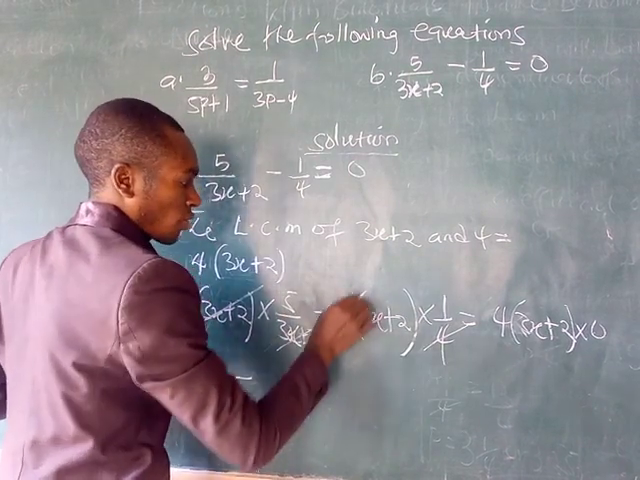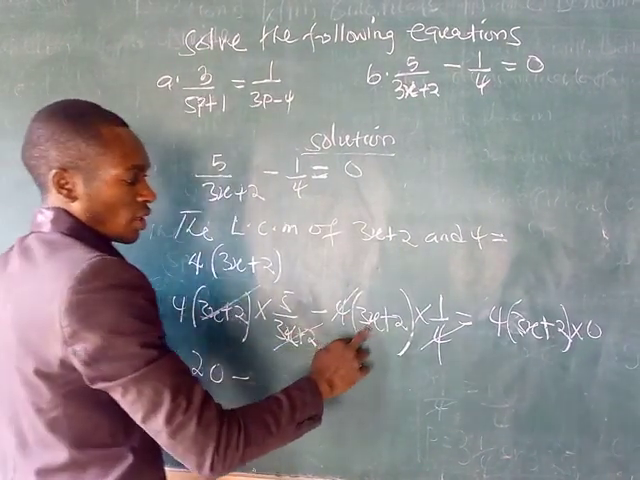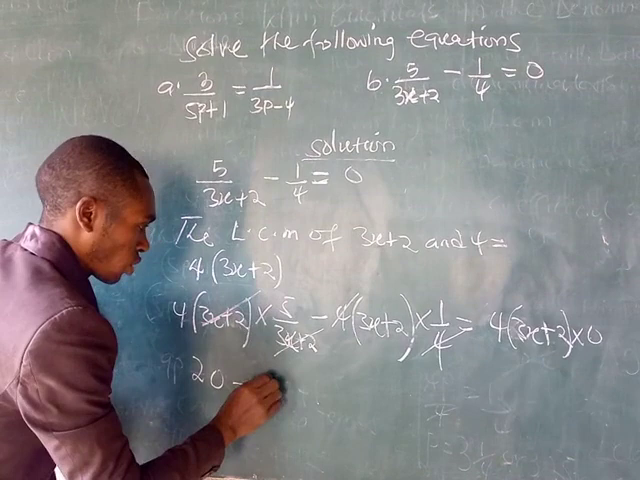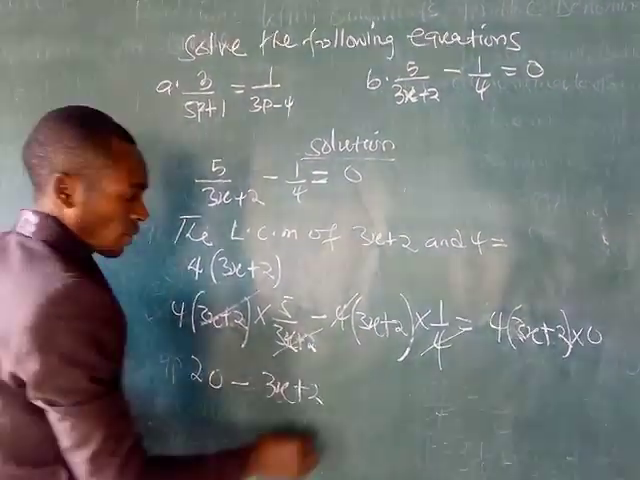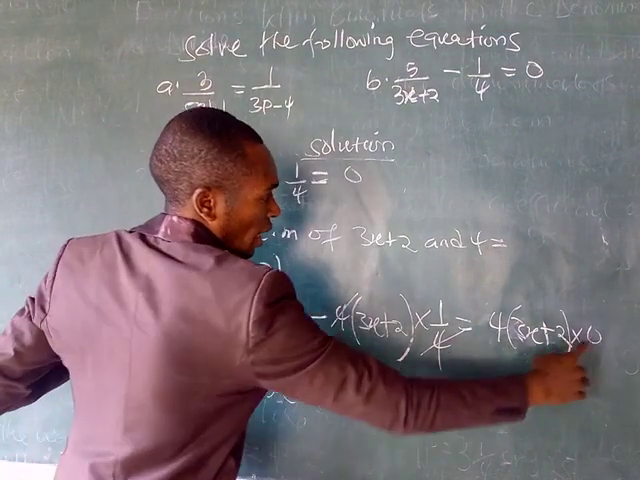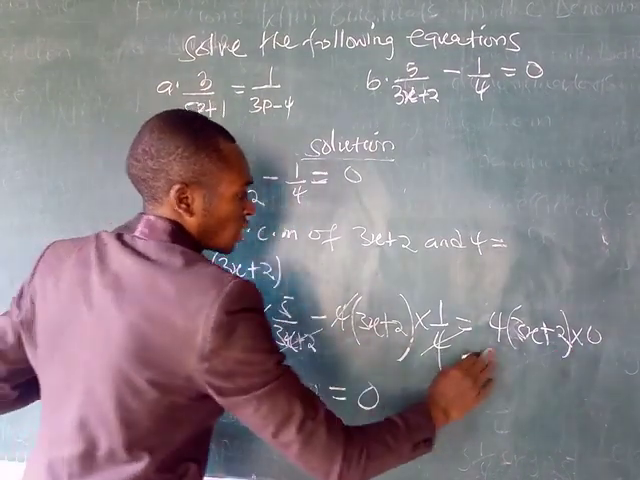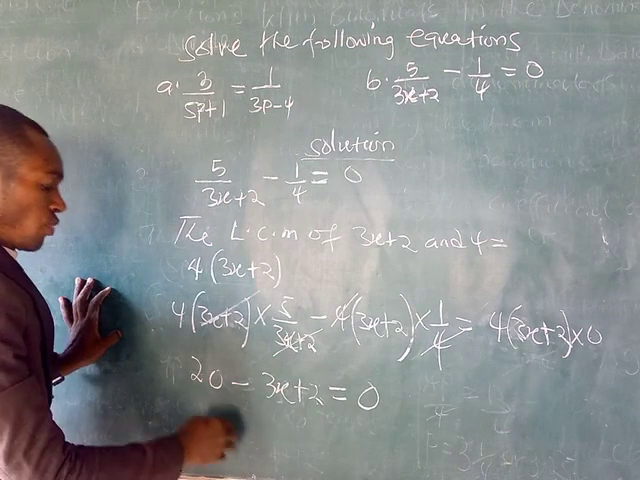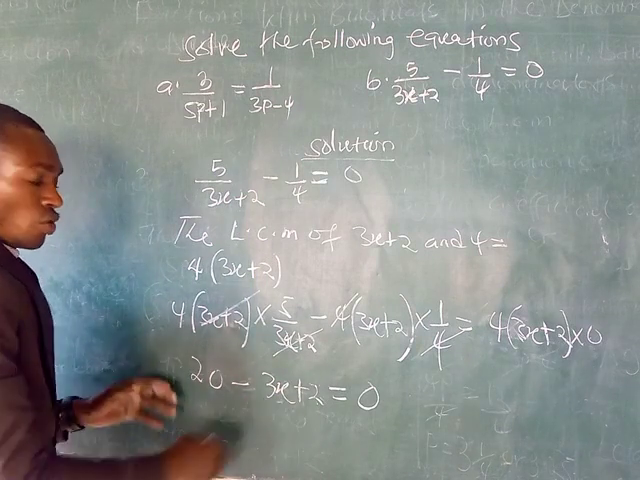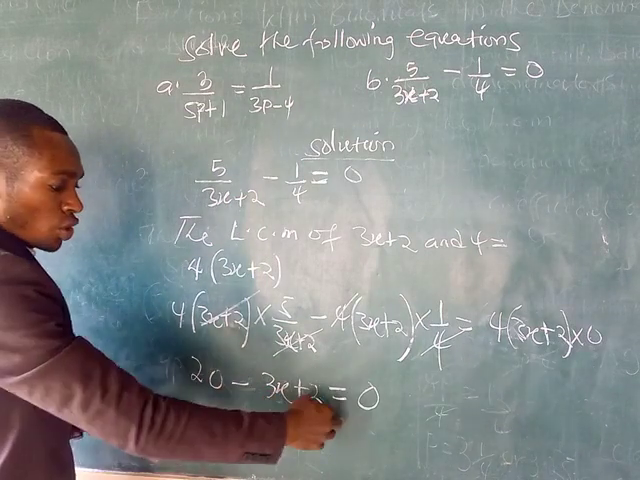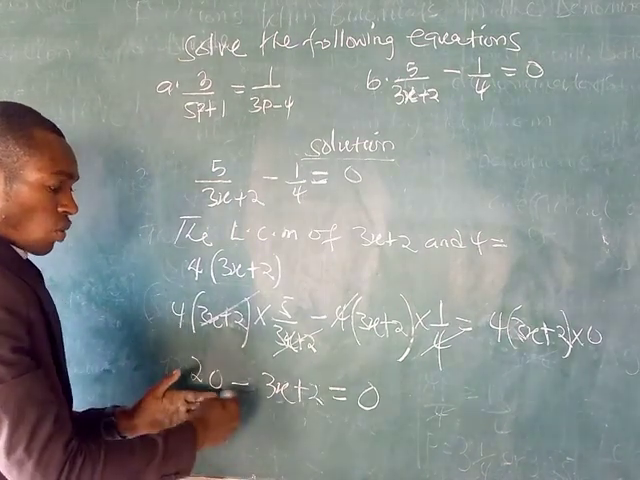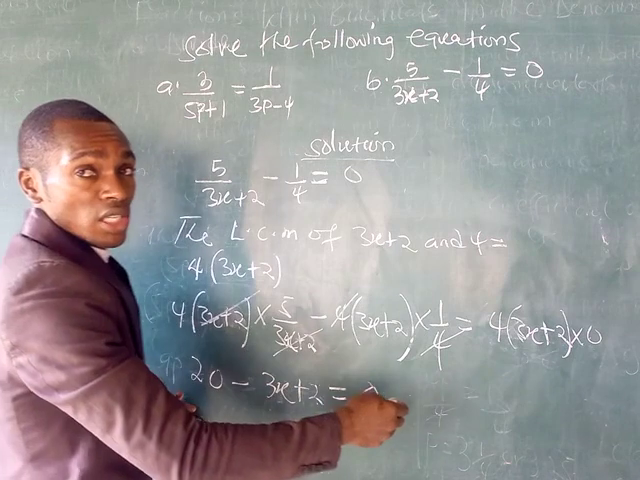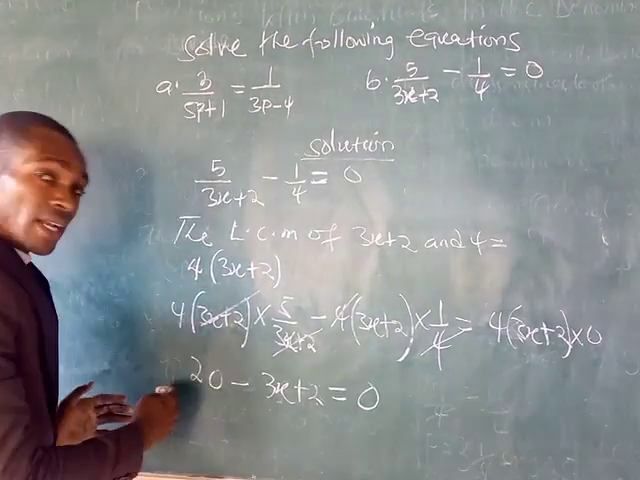And if you check here, this 4 will cancel this 4. What we have left is 3x plus 2 times 1, which will give us 3x plus 2. We have opened the bracket, equal to this times 0, which is 0. So anything multiplied by 0 will give you 0. Now you rearrange the equation. 20 and plus 2 are like terms, so we're bringing them together. They are not crossing any sign of equality because they are on the same side.